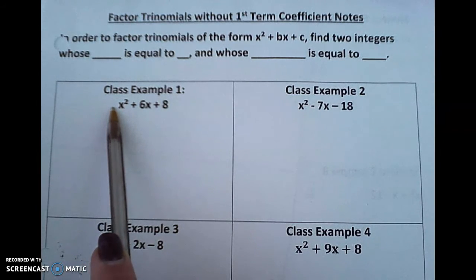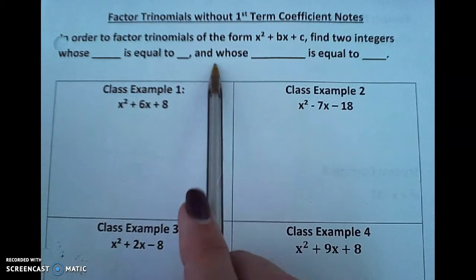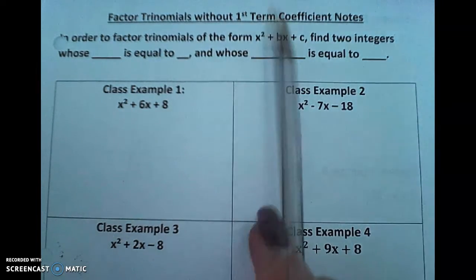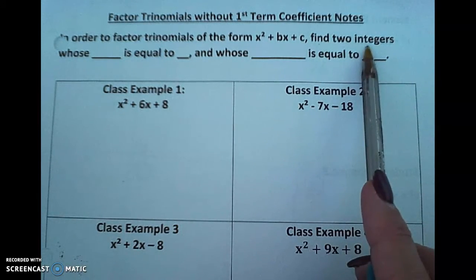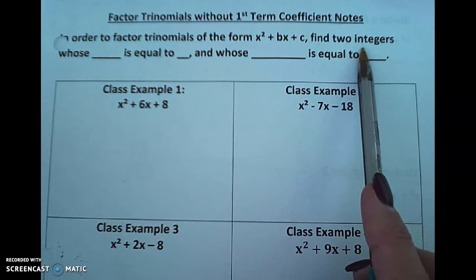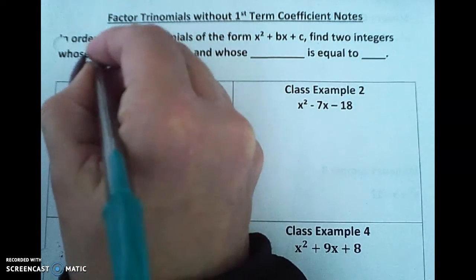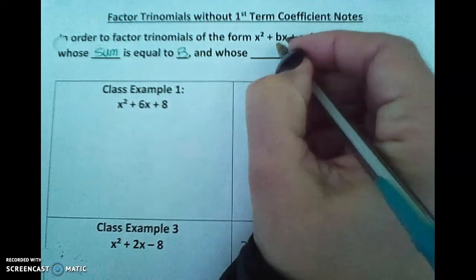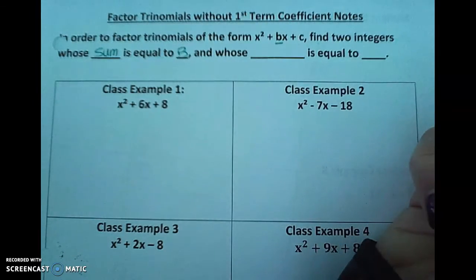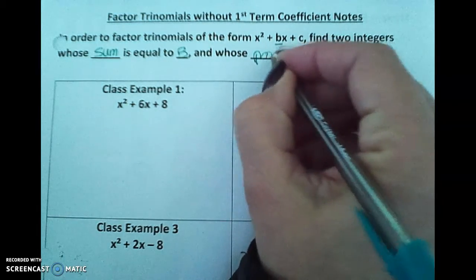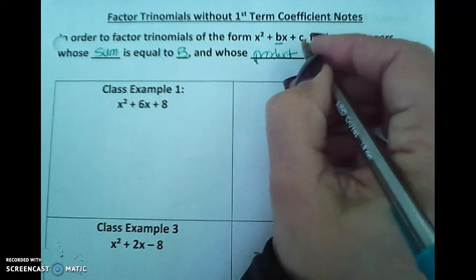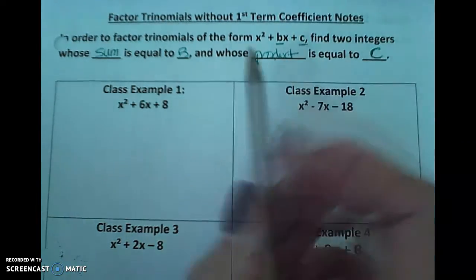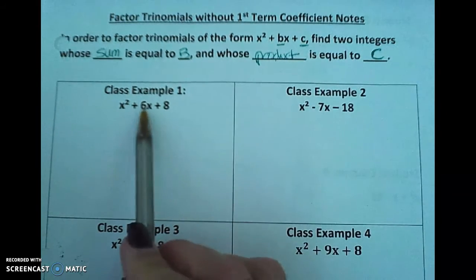Okay? This is all the notes right here, but this is going to need to be practiced a lot. The way we do that, we're going to find two integers, meaning they could be positive or negative, whose sum is equal to b, which is this number, and whose product, the two integers are going to multiply to be c. Because b and c are going to be numbers like you see here.